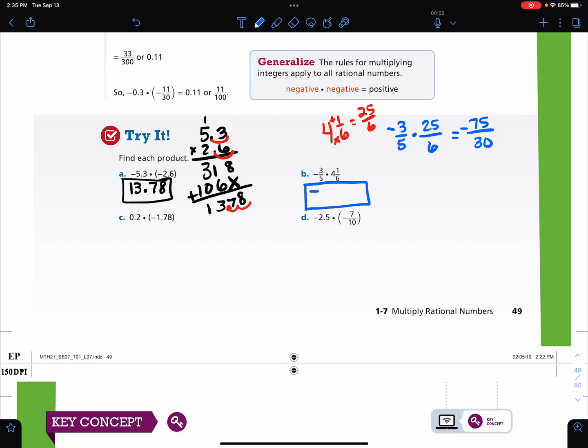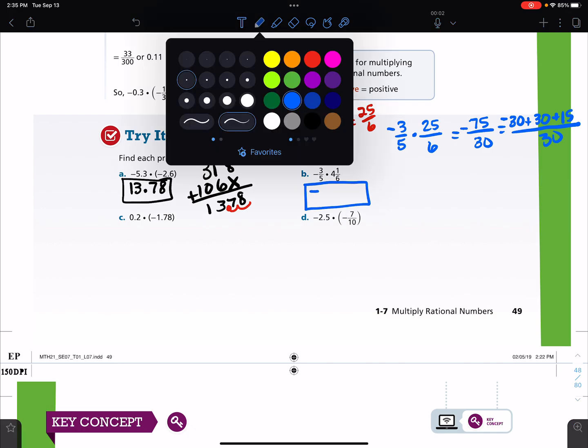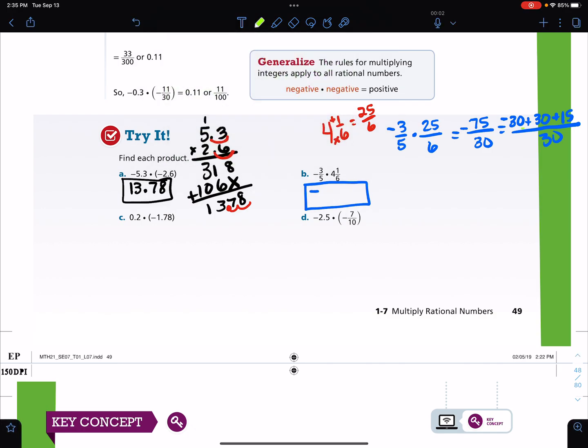I can't leave it like that because I have to reduce it. So the way that I do that is I keep adding 30 until I get no more. So 30 plus 30 is 60. I can't do another 30, but I can do another 15 all over 30. Now the reason why I did that is because, if I have 30 over 30, that makes 1. So that first 30 over 30 is 1. That second 30 over 30 is 2. And then I still have the 15 over 30 left, okay?